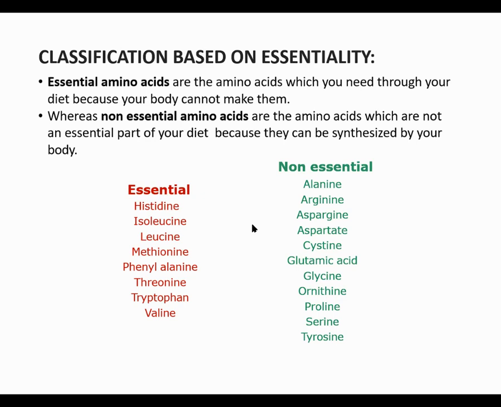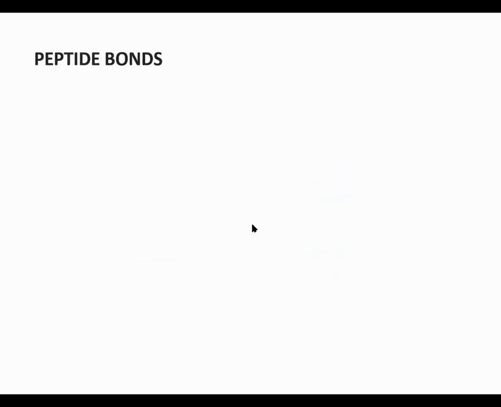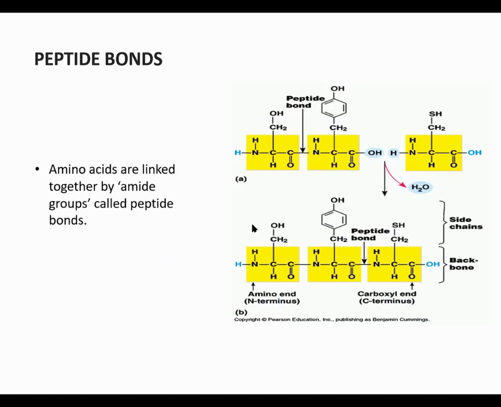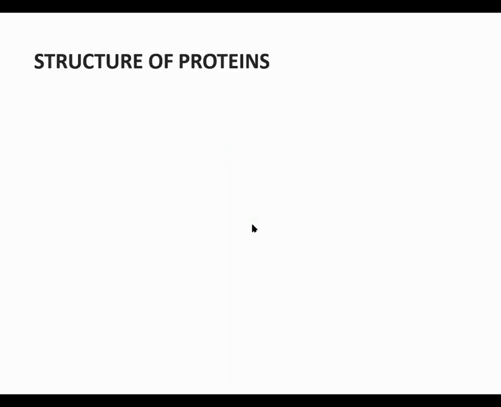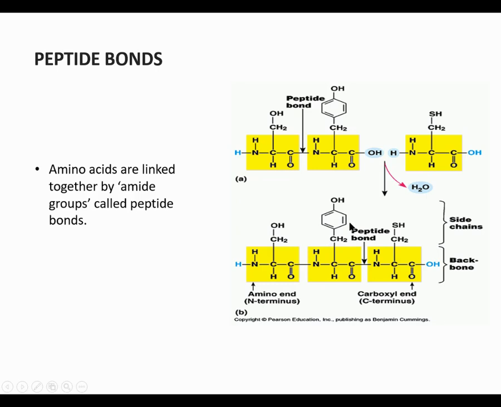Now, amino acids, which are the building blocks of proteins, are actually bonded by what we call peptide bonds. So they are linked by the amide groups, which we call the peptide bond. Okay. So if you will notice here, it's actually bonding between the amino group and the carbonyl group of the next amino acid. Okay. And water is removed in the process.